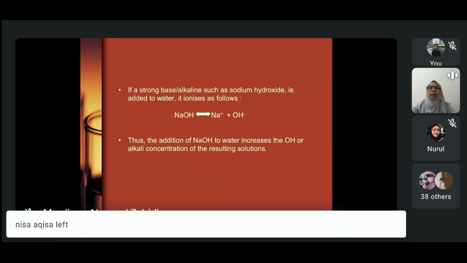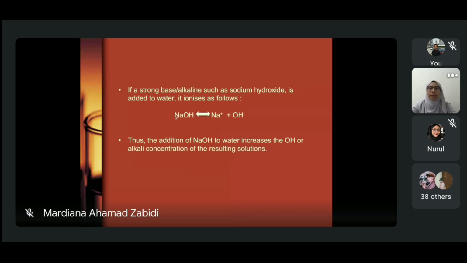But when we add sodium hydroxide, it is more towards base. We have OH here. So when it is added to water, it will separate. It becomes sodium as well as OH. So the addition of sodium hydroxide to water will increase the hydroxyl or alkaline concentration of the resulting solution.